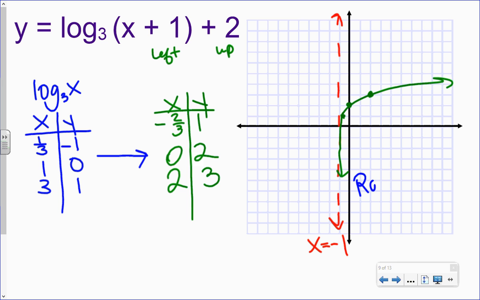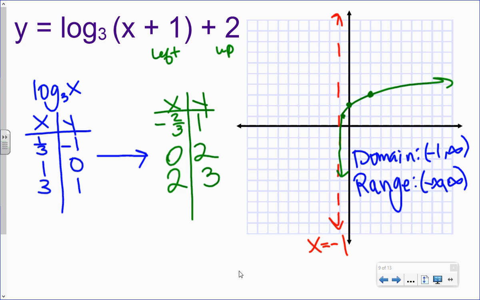Everybody, what's our range? All real numbers. There's no hole in that. Nope, no hole. Our domain, Jade, what would it be? Negative 1 to infinity. Excellent. Negative 1 to infinity.